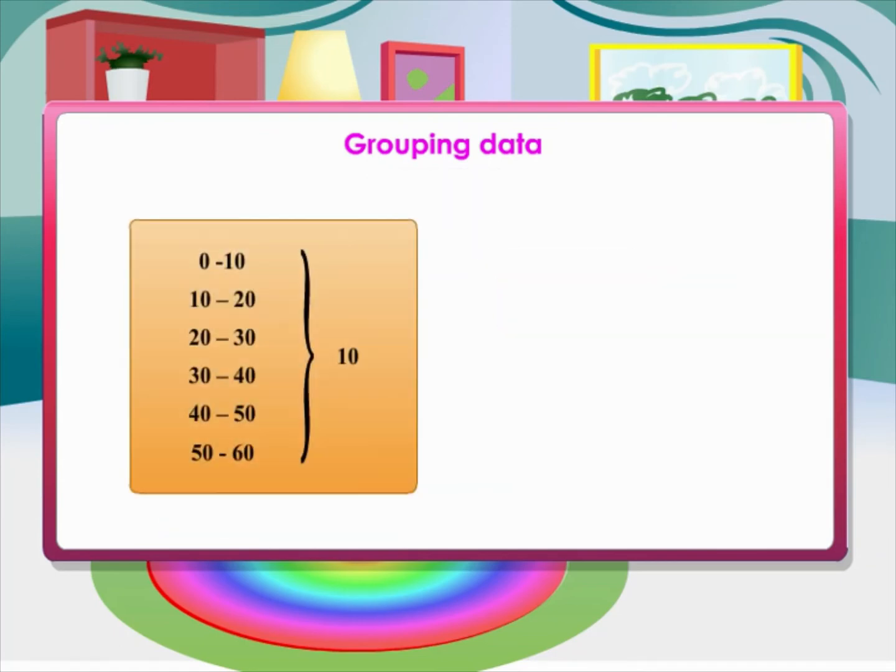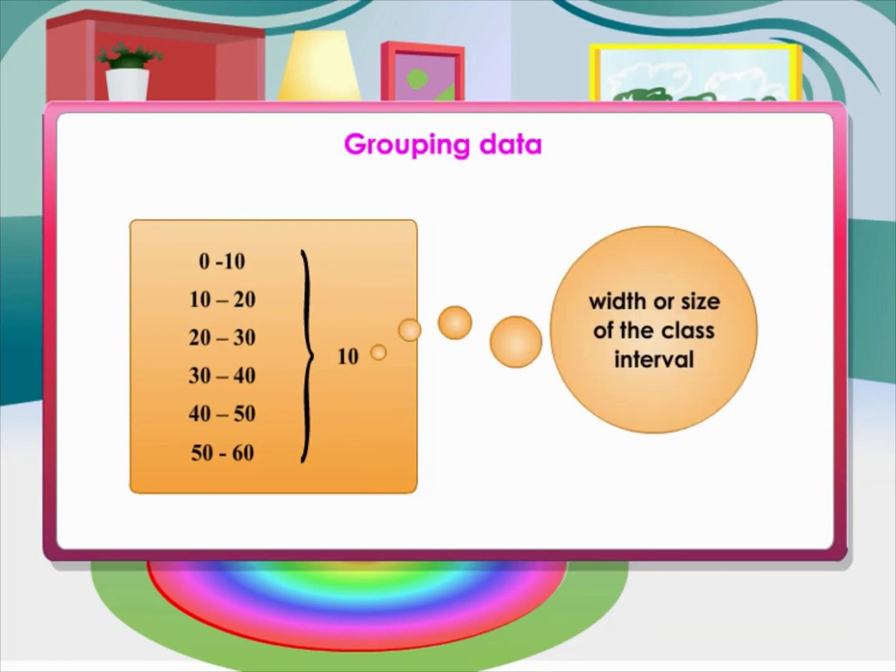Now observe that the difference between the upper class limit and lower class limit for each of the class intervals 0 to 10, 10 to 20, 20 to 30, etc. is equal to 10 in this case. This difference between the upper class limit and lower class limit is called the width or the size of the class interval.